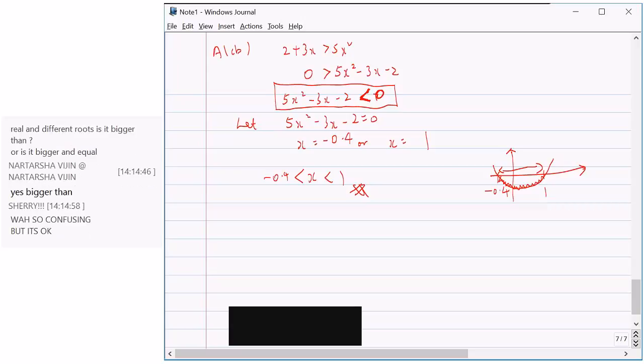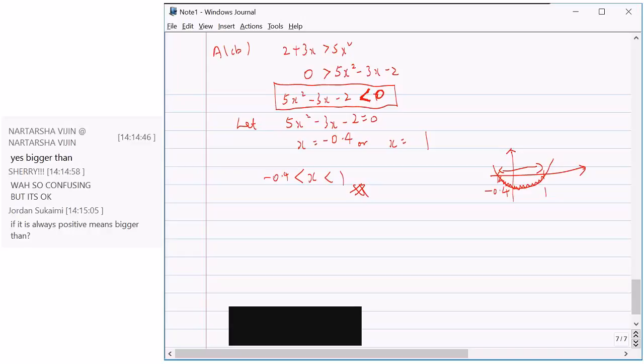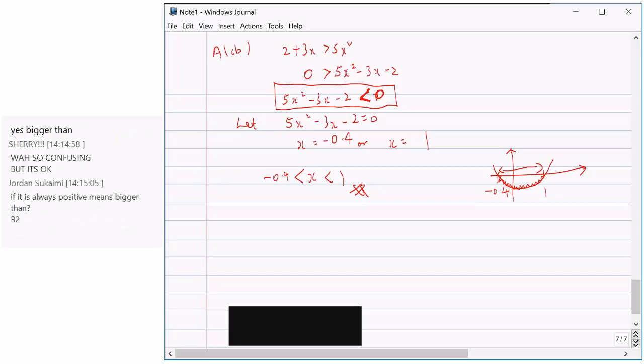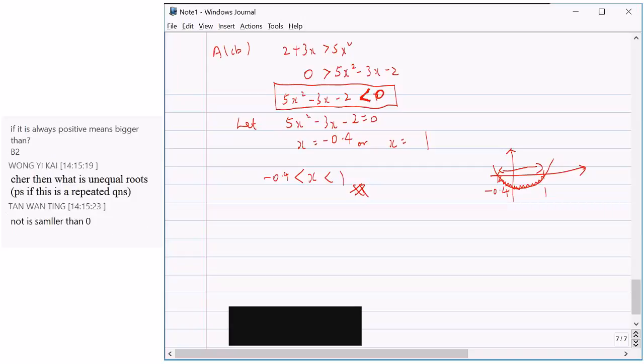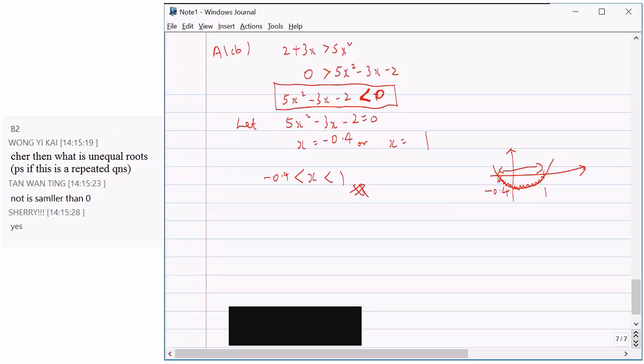Sherry, bigger than means real and different. Equal to means real but equal, only one. If it is always positive, it means bigger than. Jordan, what do you mean by that? Then what is unequal roots? Okay, let me draw a table. Shall I? Okay, let's summarize this, otherwise it gets more and more confusing.